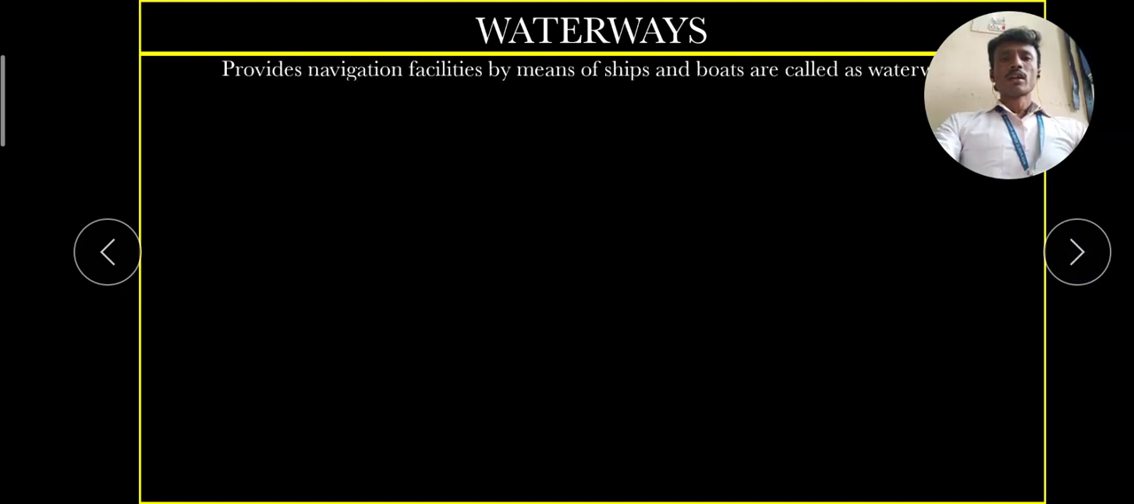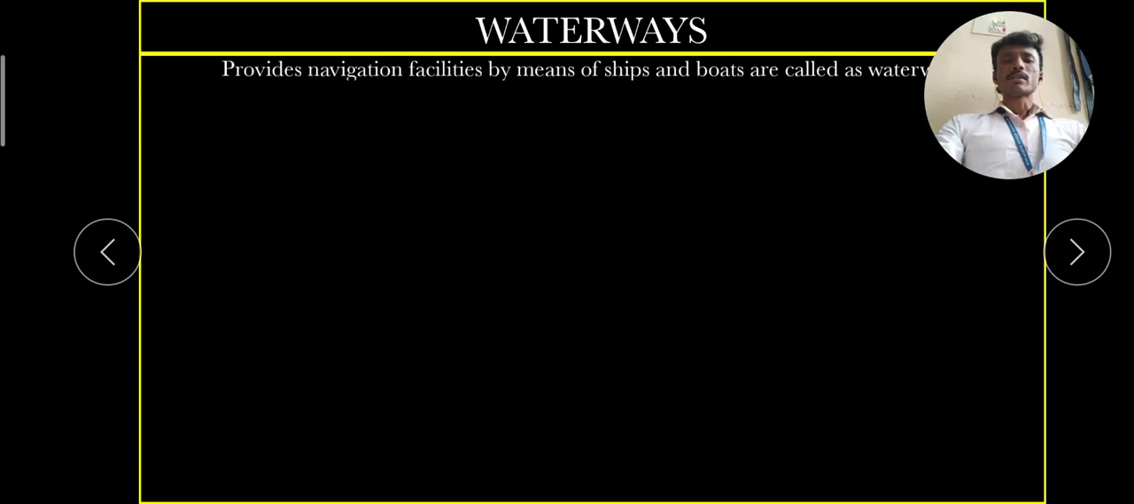In the previous class, we gathered detailed information about types of transport like road transport and railways, etc. We also gathered detailed information about pipeline transport. Then after, we should gather detailed information about waterways. So here, the waterways. What is the meaning of waterways?